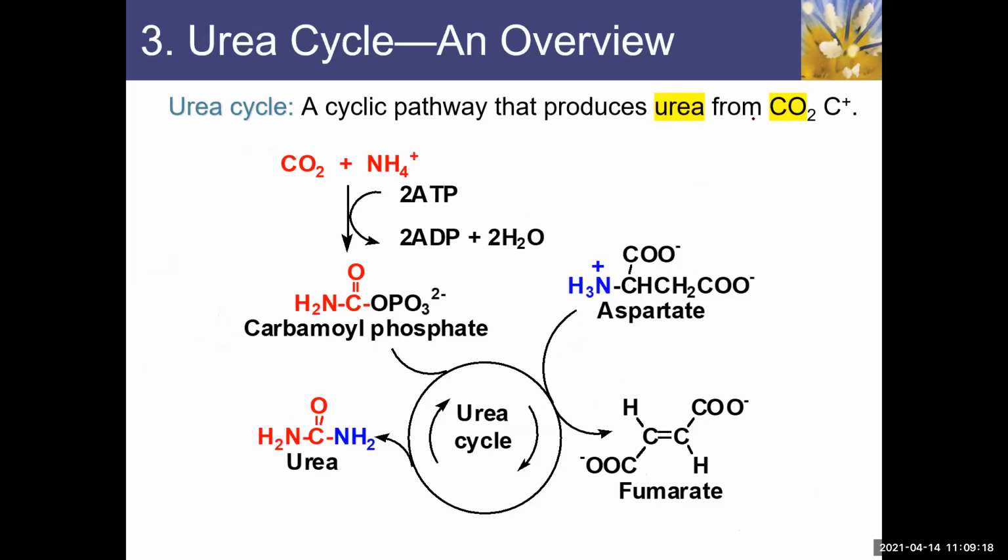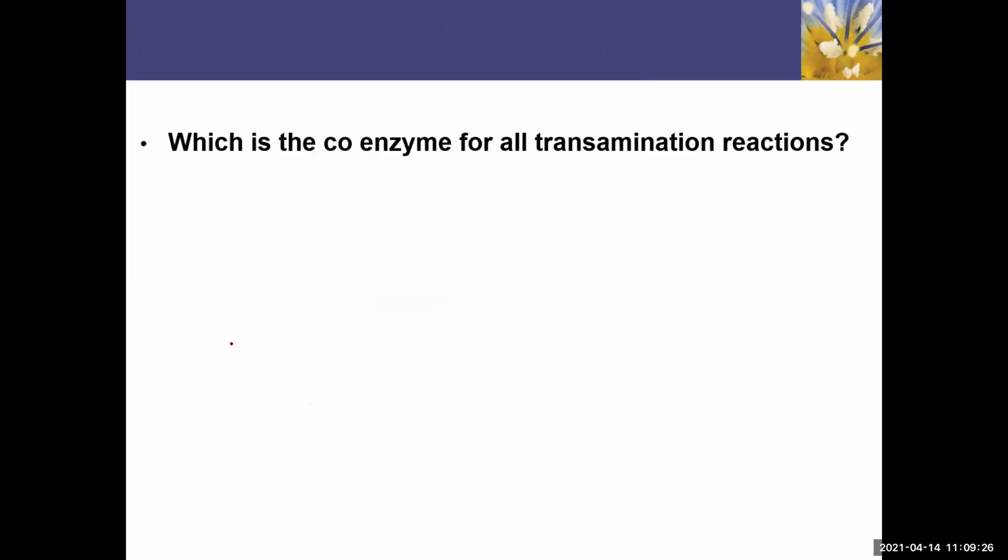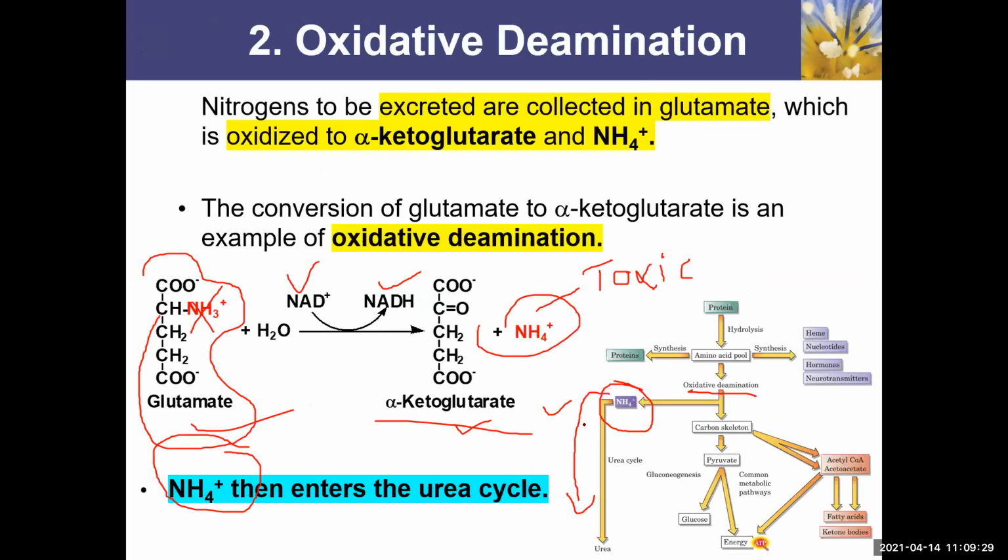Very good. Okay. Now, what happens in the urea cycle? In the urea cycle, as I said, what is the aim? The aim is we have to convert this highly toxic ammonium ion or ammonia into something which is less toxic. So the less toxic will be the urea.